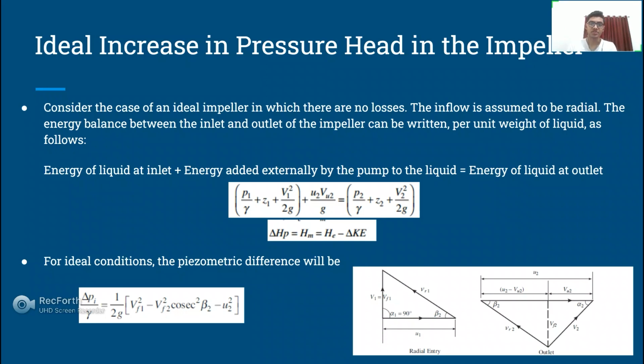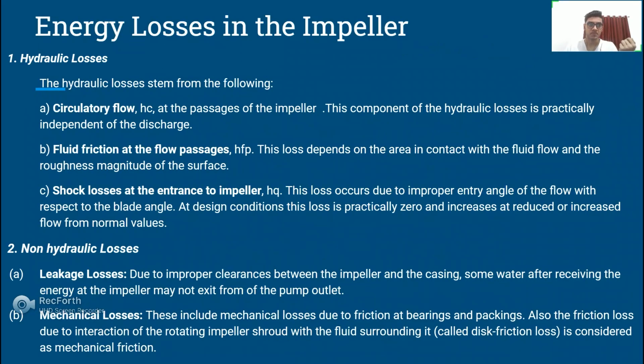And the piezometric difference will be written as delta hp is equal to hn, which will be equal to He minus the change in kinetic energy. So for ideal conditions, the piezometric difference is also given over here.